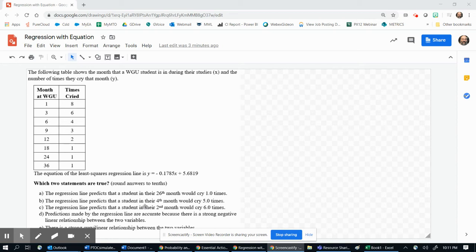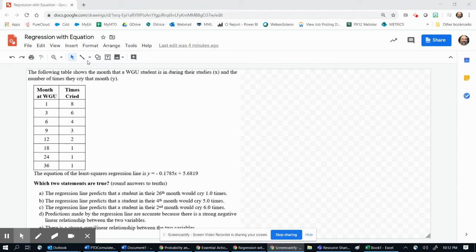Remember, they haven't given us any data about the R value or the R squared value. The R value would tell us the quality of the fit of this line to that data. But we haven't been told, so we can't make any deductions about the quality. We can just make numerical predictions. And that's all it is, right?